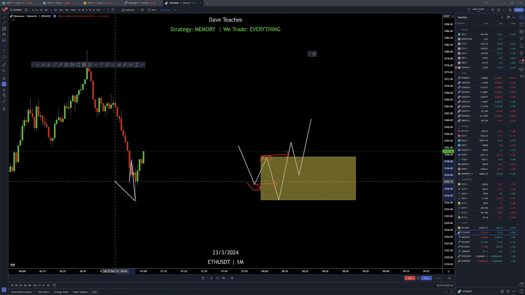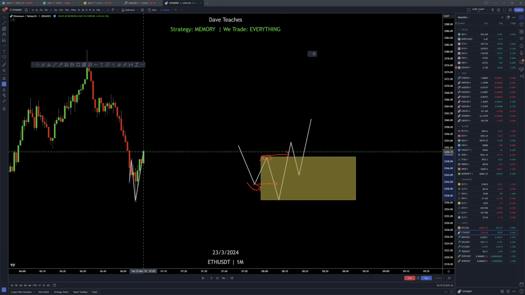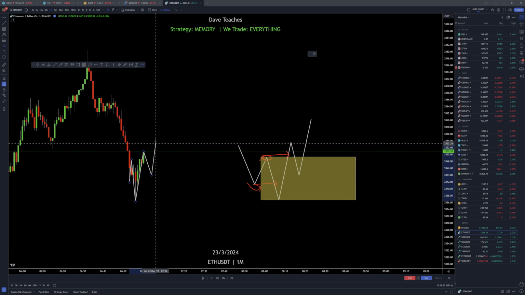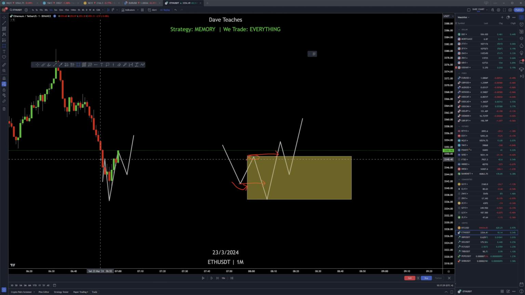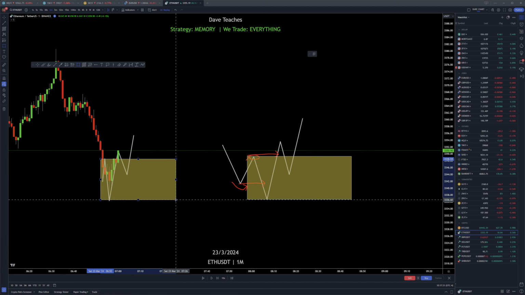This is using wicks, but this is the 1 minute time frame. So now we trade up above. We're expecting to tap back in, and we're expecting price to continue, right? So what's our previous range? What's our previous zone? The previous range is right here.